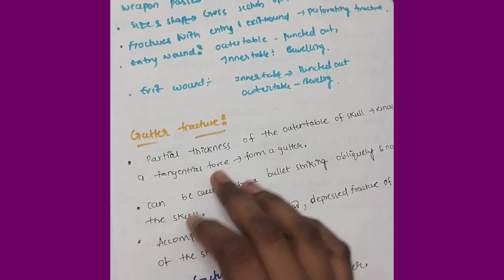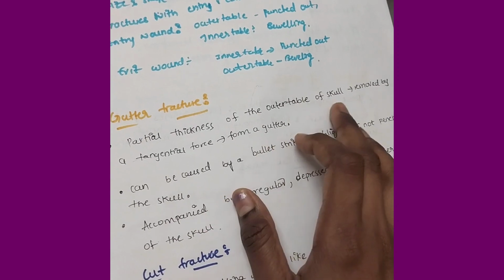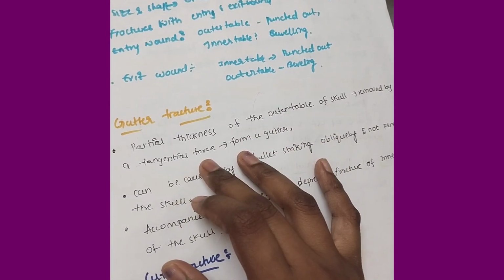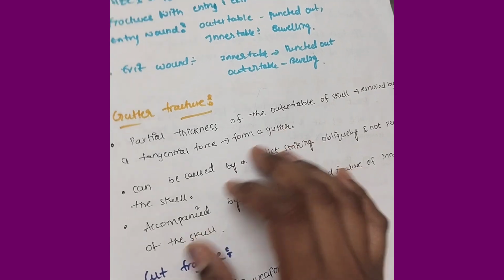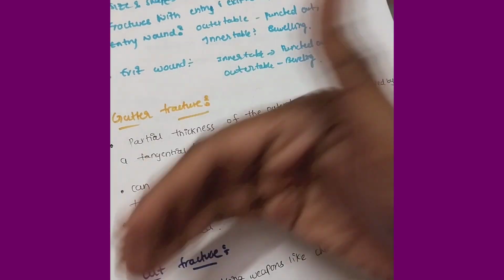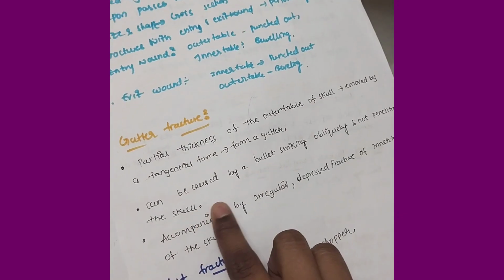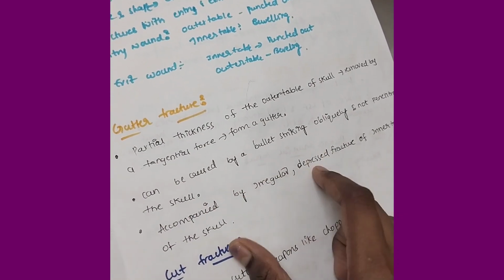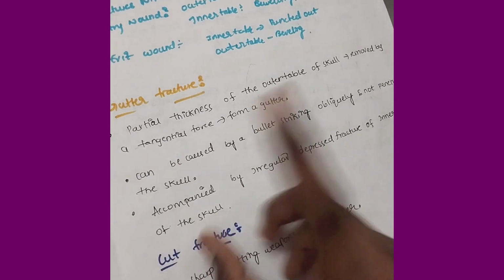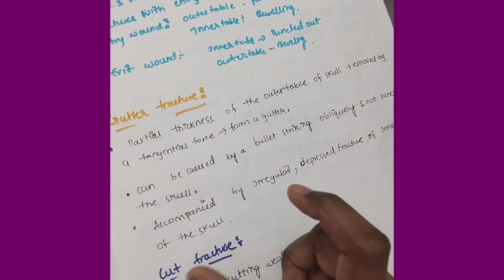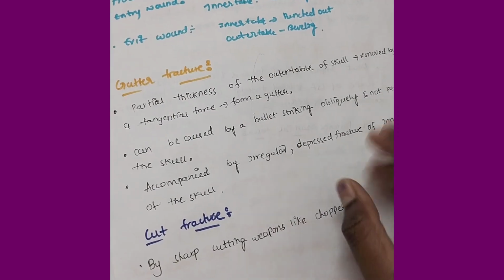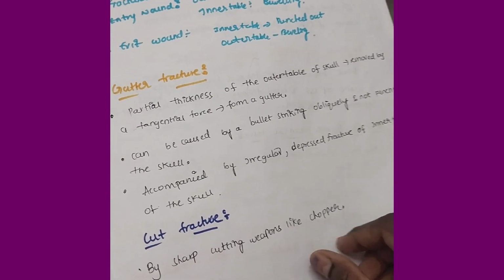Gutter fracture is due to partial thickness of the outer table of the skull being removed by a tangential force. It can be caused by a bullet striking obliquely and not penetrating the skull, accompanied by an irregular depressed fracture of the inner table of the skull. Okay, an irregular depressed fracture will be seen in the inner table, and in the outer table you will see partial thickness loss. Okay, then a cut fracture is due to sharp cutting weapons like a chopper.